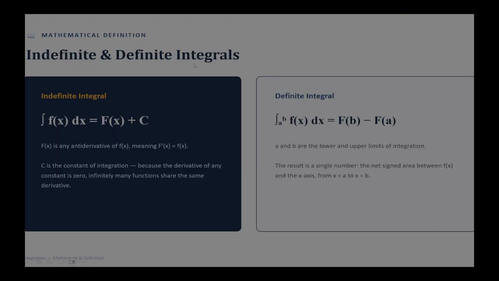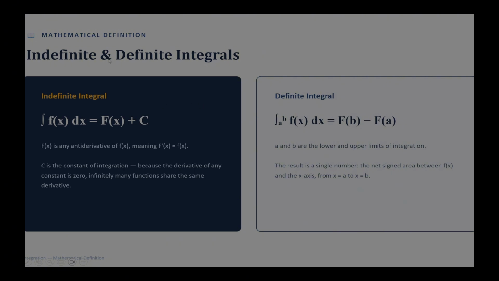Now the indefinite and definite integral. For the indefinite integral, I'm going to take the integral of the function f(x). That will be the result of big F(x) plus C. C is this constant. F(x) is an antiderivative of small f(x), meaning if you take the derivative of big F(x), it's going to give you small f(x). So C is the constant of integration. The derivative of any constant is zero. So many functions share the same derivative. If you add 5, 6, or 7, you end up with the same result, because when you take the derivative of a constant it will be zero.